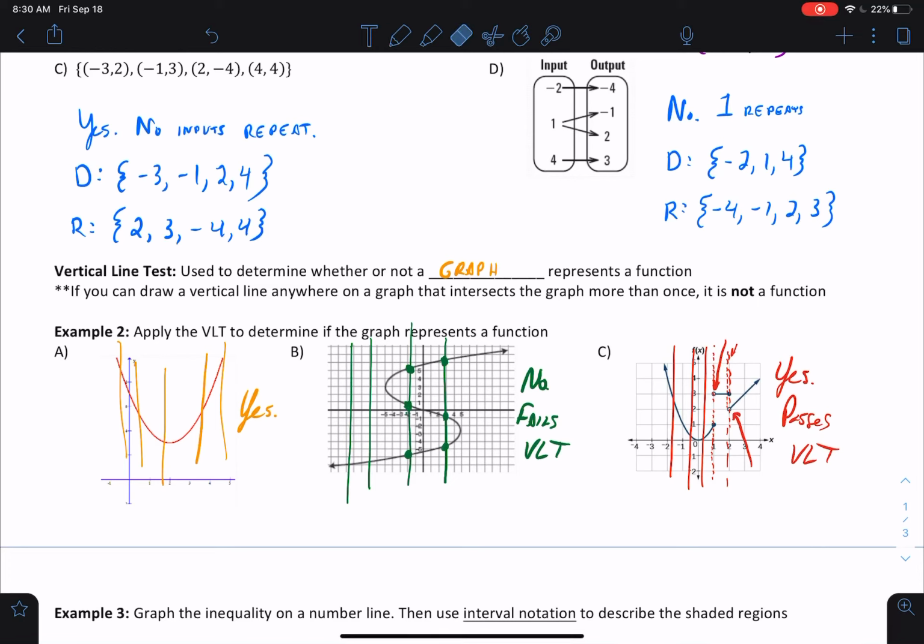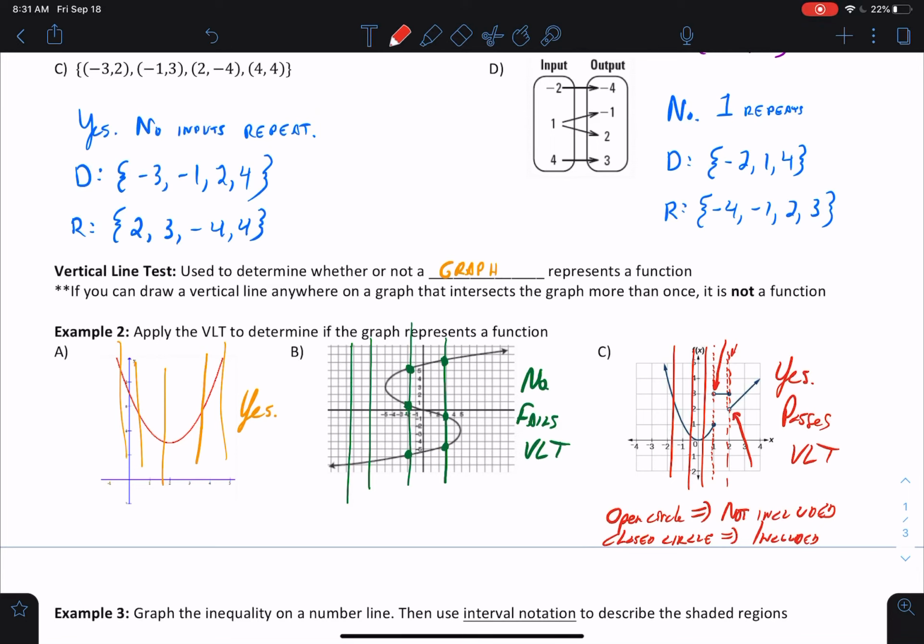So open circle, not included, closed circle, included. Okay? So that is how we can determine whether or not a relation, no matter its representation, whether or not it's a function or not.